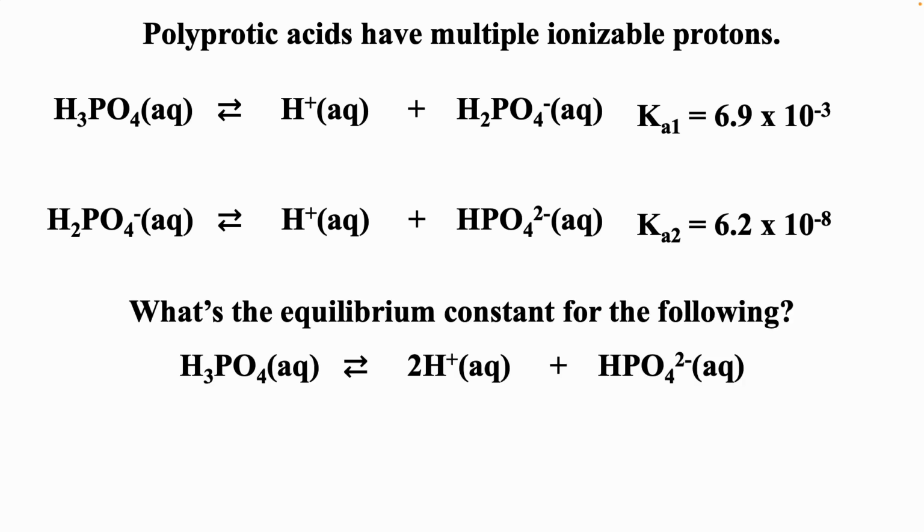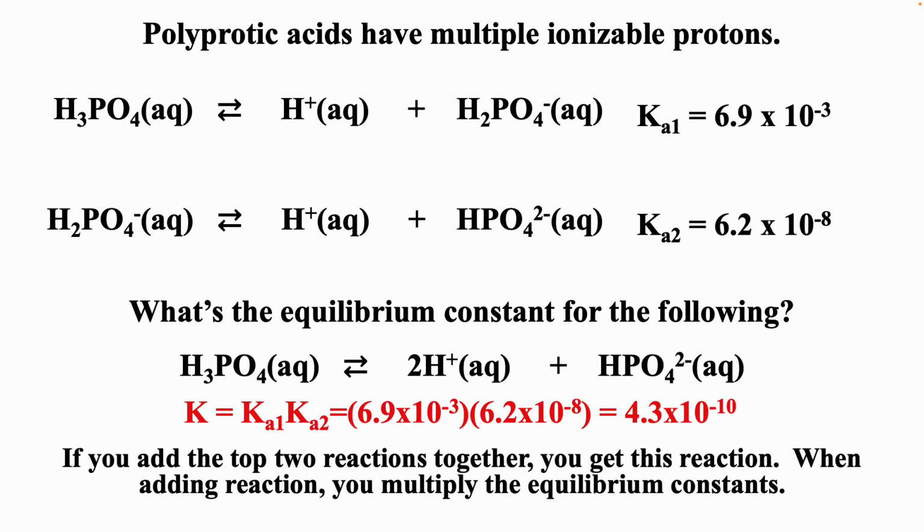So what is the equilibrium constant for this reaction? And so we have phosphoric acid going to 2 hydrogen ions plus hydrogen phosphate. If you notice, if we add these two reactions, we'll get the 2 hydrogen ions. The dihydrogen phosphate will cancel, leaving just the hydrogen phosphate. You should remember that if you add reactions, you multiply the corresponding equilibrium constants. And so the equilibrium constant for this reaction is just going to be 4.3 times 10 to the minus 2.